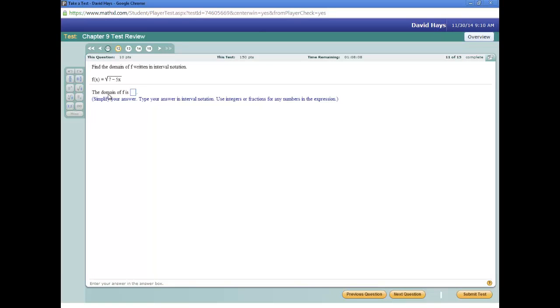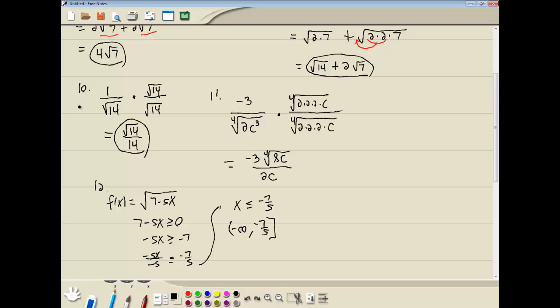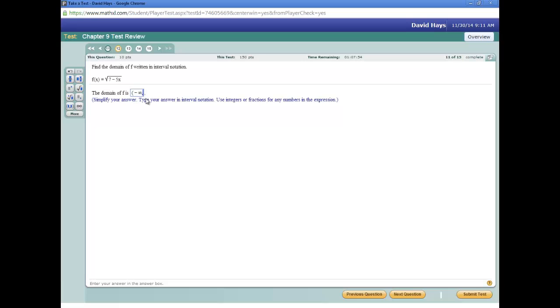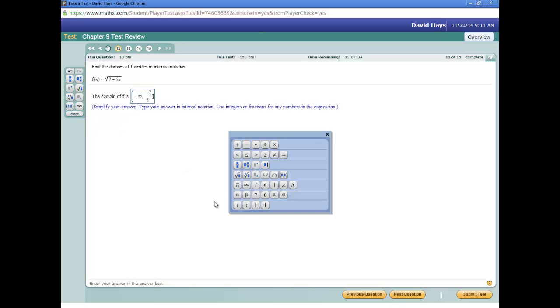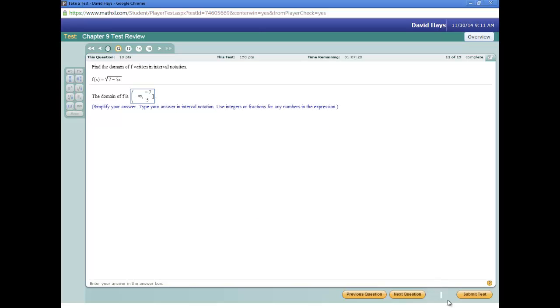And how do I put that? Look at that. Negative infinity, comma, negative 7/5. And bracket. Kind of looks weird. I guess that'll give me an error if I put it in wrong. I might have had to choose more for bracket here or something. Yeah. We'll see if it counts it wrong. I'm just curious at this point.